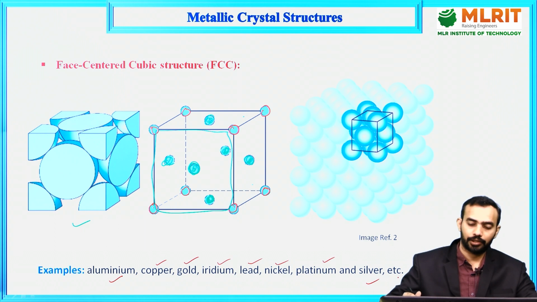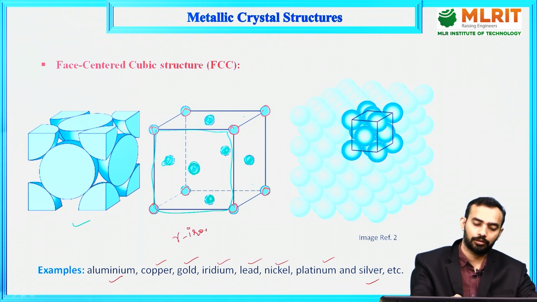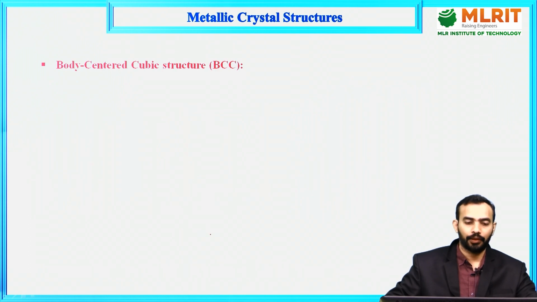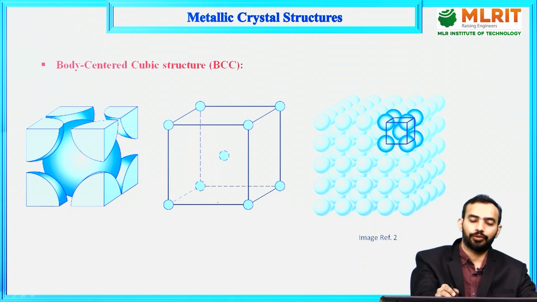And if you consider iron, gamma iron is also having the FCC structure, right? So this is about the face-centered cubic structure. Then if you look at the body-centered cubic structure, so this is your unit cell.